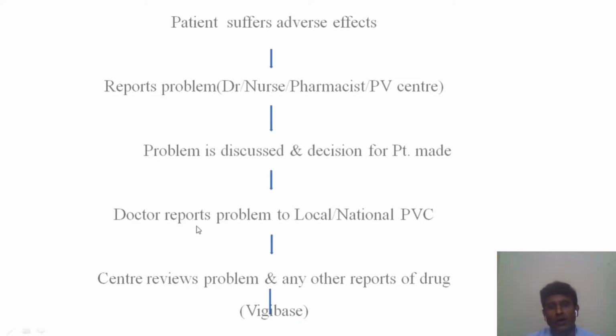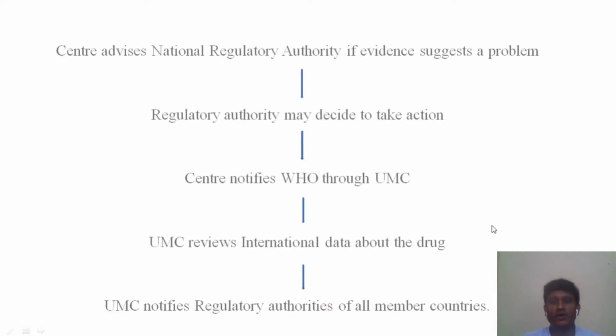The doctor reports the problem to the local or national pharmacovigilance center, and from there it is reported through software called Vigiflow to the national center. The center reviews the problem, and any other reports of the drug will be seen. After that, it will be sent to VigiBase, a global database. Simultaneously, the center advises the national regulatory authority if evidence suggests a problem, and the regulatory authority may then take a decision. The center also notifies the World Health Organization through the Uppsala Monitoring Centre, which reviews the international data about the drug. They collect from all over to see if these reaction signals or hypotheses arise in other places too, not only one particular place, and UMC notifies the regulatory authorities of all member countries.